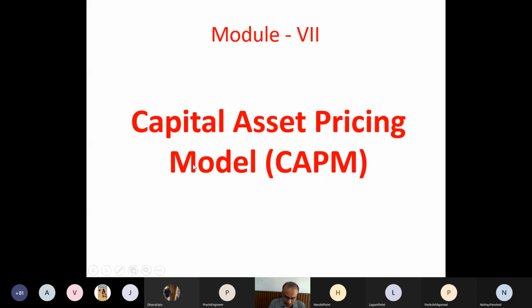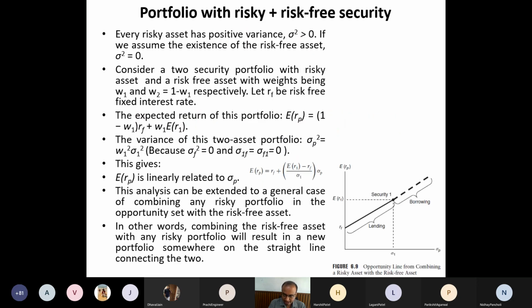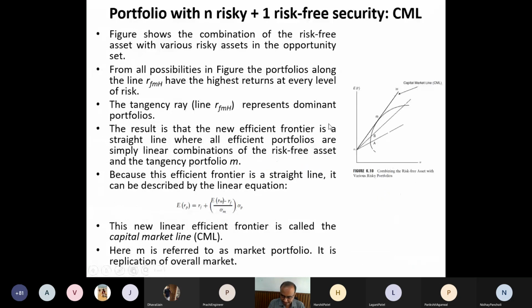So next lecture we will go to CAPM, the capital asset pricing model. What we have introduced today is the concept of CML. I repeat, here we first added one risk-free security to my risky securities, and derived an efficient portfolio which becomes a straight line in the two-security case. Then I extended it to n risky securities and one risk-free security. It is again a straight line, but tangent to my previous efficient frontier, touching it at point M. And what is that point M? It is the market portfolio. It replicates the overall market.